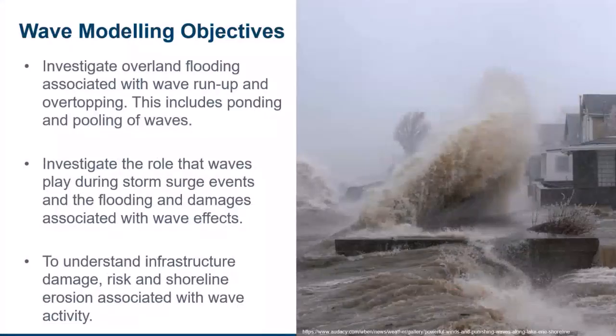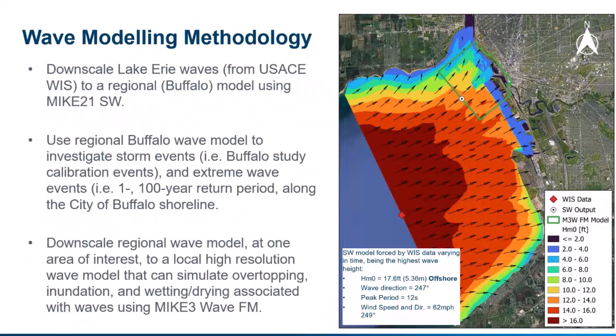So the other thing, of course, is waves, and waves play a significant role in damages along the shoreline of Buffalo, and they create overtopping and run-up that creates ponding and pooling in certain areas, and we wanted to understand that process. So the methodology here was very similar to the one that Renan showed, which was a downscaling of a regional lake-wide model. Because we didn't have much time, we used the WIS model, which we downscaled to a local Mike 21 spectral wave model, and then we built a Mike 3 wave FM model to look at the more complex dynamics along the shoreline, and that includes things like overtopping, inundation, wetting and drying, etc.